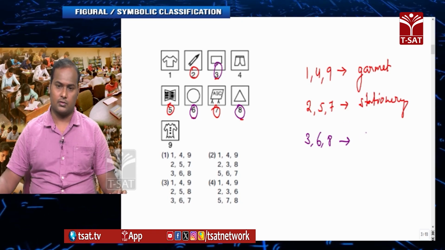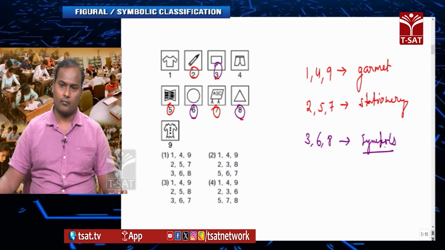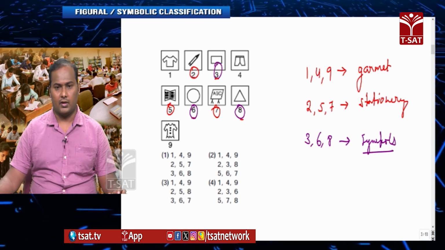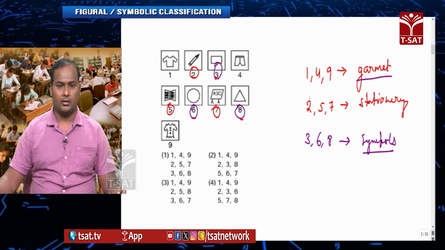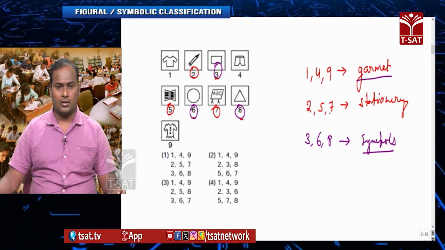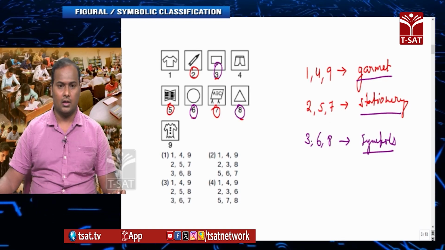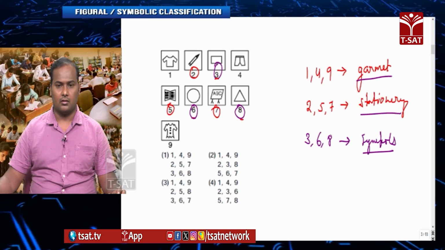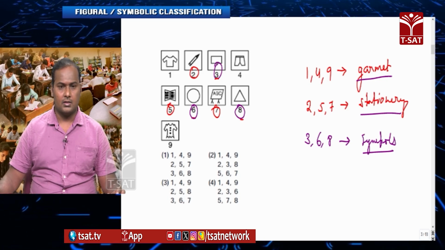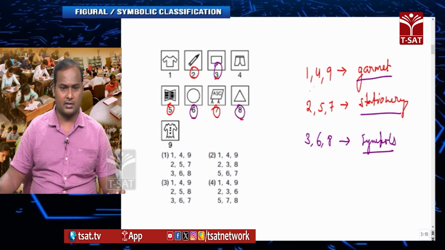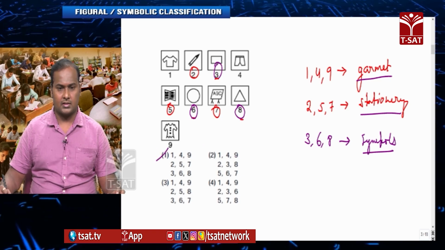So symbols belong to geometry. So this is the classification. 1, 4, 9 is classified based upon the character of garment. 2, 5, 7 are grouped based upon the character of stationery, and 3, 6, 8 are grouped based upon the characters of symbols of geometry. So let's check the options. Option 1 is the answer.